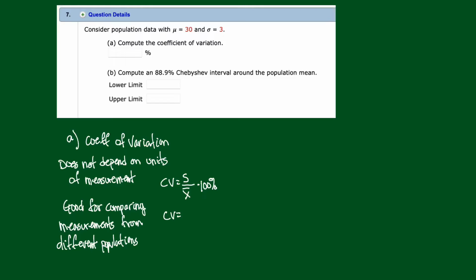Looks like we're going to have to use s and x bar, but here it's the population, so we'll use mu and sigma in place here. So we're going to use a 3 here, a 30 here, times 100%. So this is going to be, well, we could write 1/10, right? But how about this? 0.1 times 100%. So 0.1 times 100% gives us a coefficient of variation equal to 10%.